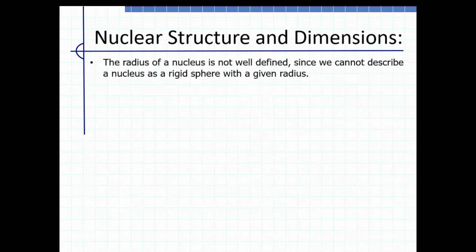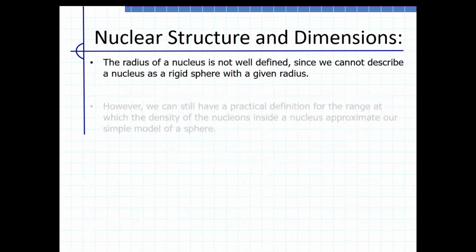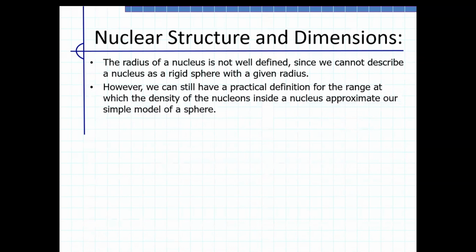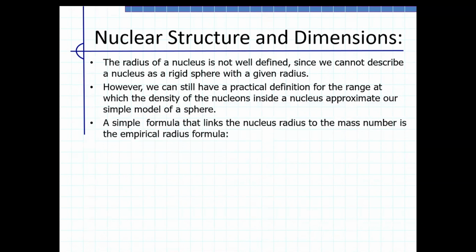Let's talk about the nuclear structure. How big is the size of the nucleus, and how can we find it out? The radius of the nucleus is not really well defined. We can't really describe it with a rigid sphere. It has some fuzzy region around it. So roughly we can give a radius, but not strictly a radius.